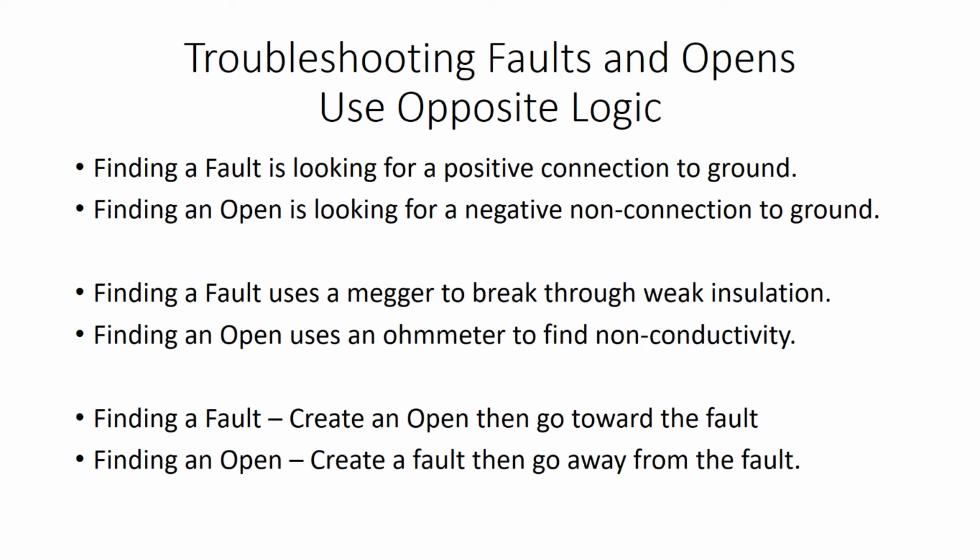And finding a fault uses a megger to break through the weak insulation to go to your ground. Finding an open uses an ohm meter. All you're looking for is non-conductivity. In finding a fault, you create an open by pulling your cutout, and then you go towards the fault. Finding an open, you need to create a fault and then go away from the fault. I'll try to describe how this works in the next slides.